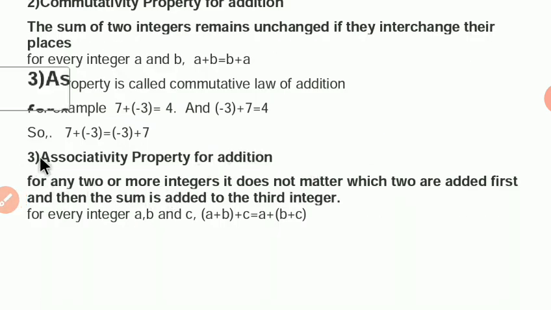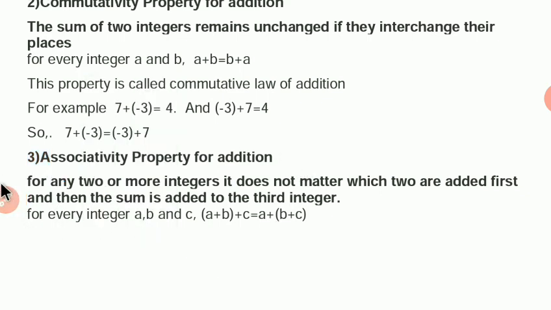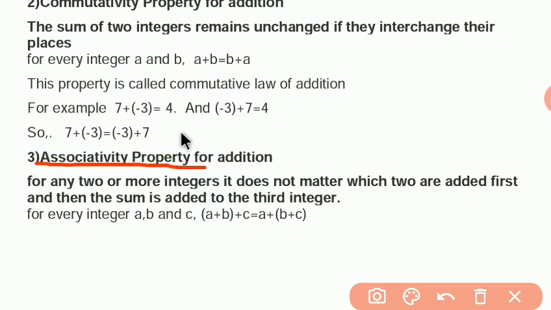Now, third property. Associative property for addition. It says that for any two or more integers, it does not matter which two are added first and then the sum is added to the third integer. In associative property for addition, we are always taking three integers. For example, for every integer a, b and c, bracket a plus b, plus c is equal to a plus bracket b plus c.